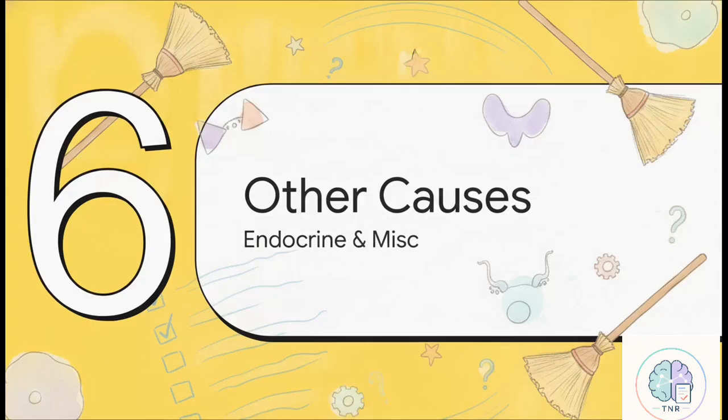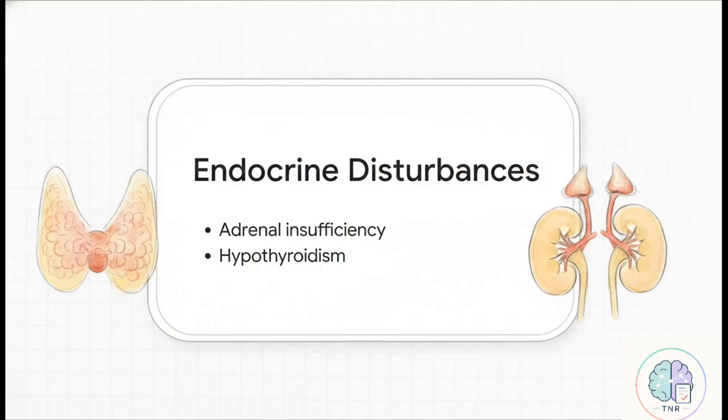Section 6. Other causes of SIAD. As we mentioned earlier during the diagnostic criteria, if you haven't found the cause yet, you absolutely must evaluate the endocrine system. You have to explicitly test for and rule out adrenal insufficiency and hypothyroidism. Both of these states reduce cardiac output or alter systemic hemodynamics in a way that physiologically stimulates ADH, basically mimicking the primary syndrome to a T.